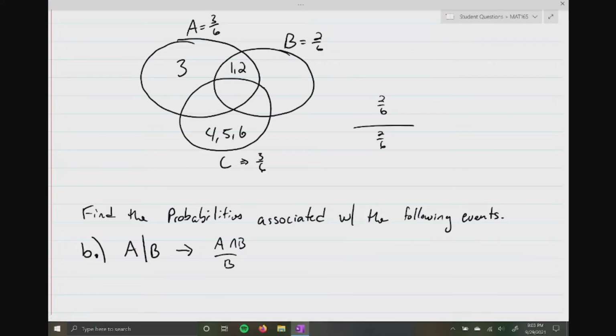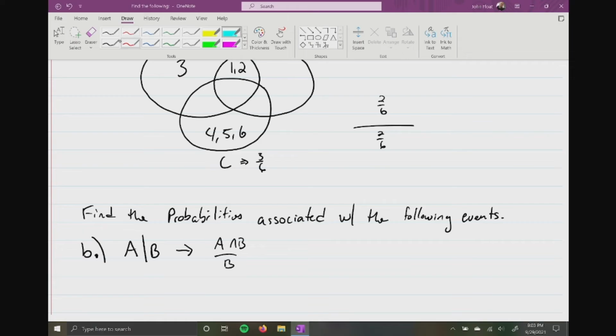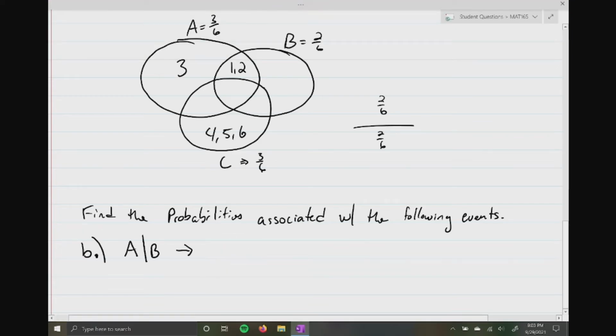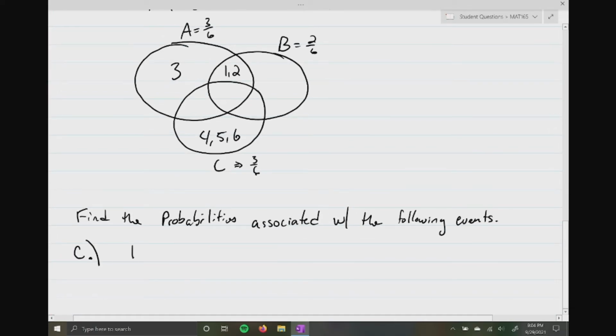We're looking right here. So if I want to find the probability of that, the intersection of A and B is going to be 2/6, over the probability of B total, which is 2/6. And that's going to equal 1. Okay? Now, we're going to do part C. Part C is asking to find the probability of just selecting B. So the probability of selecting B is going to be 2/6, which reduces down to 1/3.